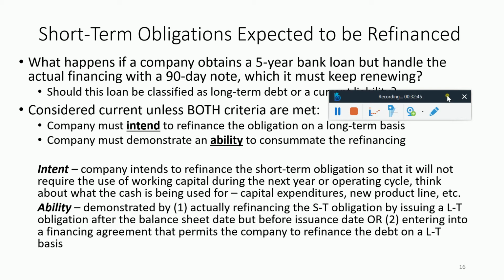The second criteria comes with ability, and that is demonstrated either by actually refinancing the short-term obligation, by issuing a long-term obligation after the balance sheet date but before the issuance date. This is known as a subsequent event. Or by entering into a financing agreement that permits the company to refinance the debt on a long-term basis. Now, in my experience, I have not seen where a company has this type of arrangement. But what I want you to focus on not so much is the rules, but the thought process about how they came about, whether it's considered short-term or long-term.